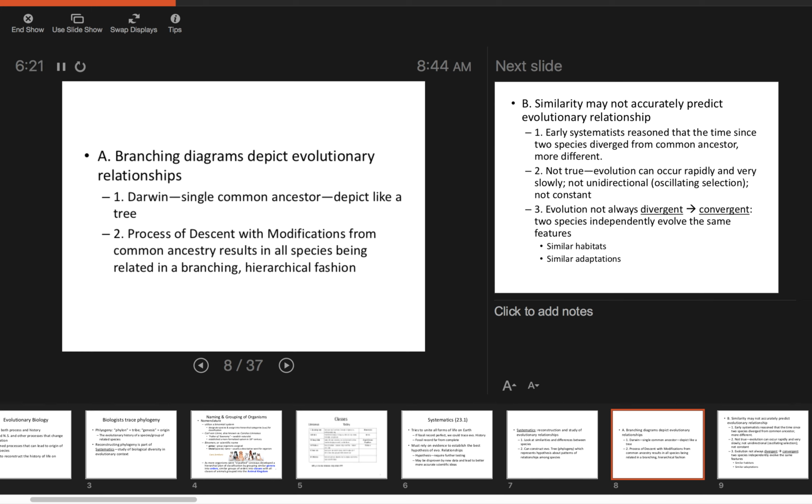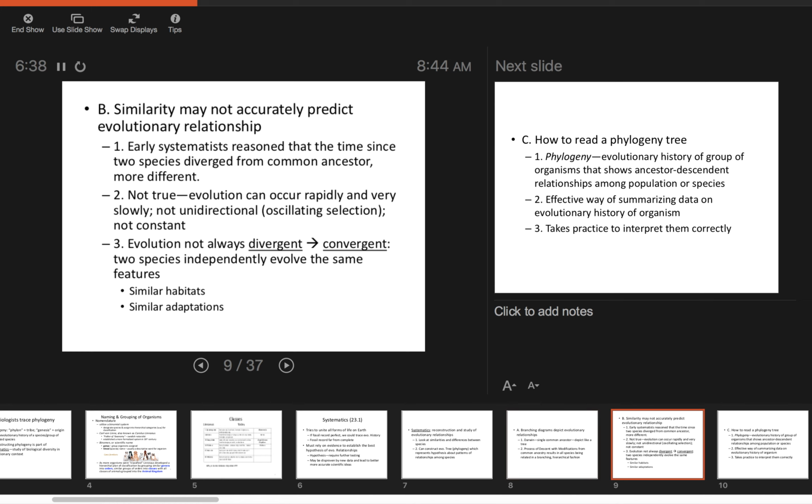The process of descent with modifications, a term that Darwin never used, just so you know, from common ancestry results in all species being related through this branching. So like, here we have this common ancestor, and all of a sudden it branches out into 3 different species, and then these can subdivide and branch out. Sometimes, however, similarity doesn't really accurately predict their relationship. Like a bat and a bird. Right. Exactly.